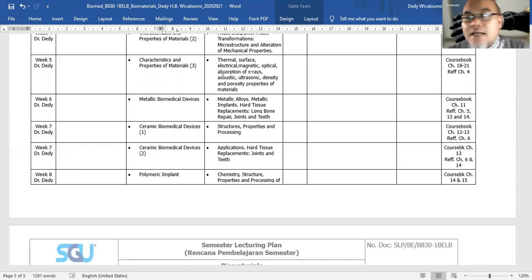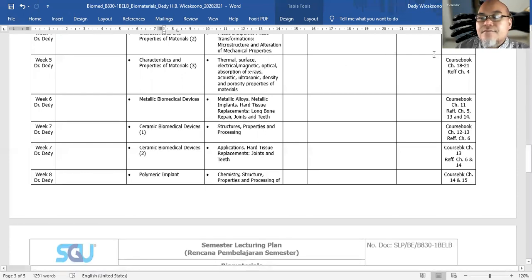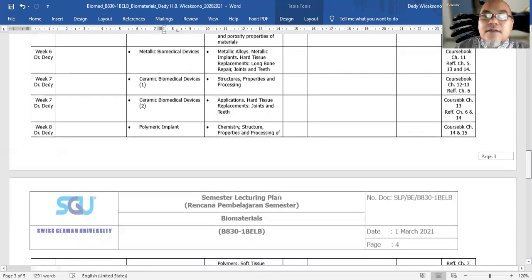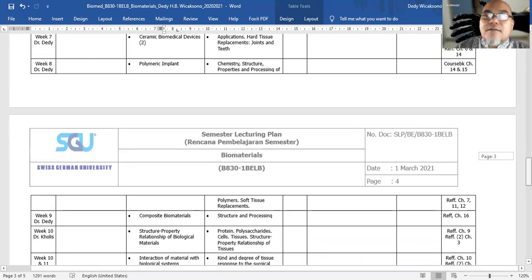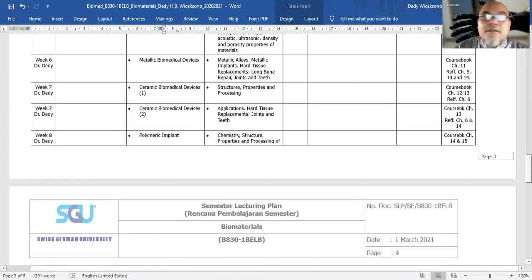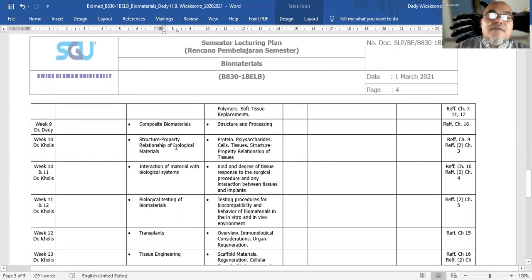Then we study the materials based on the types, the metallic biomedical devices, for example, like metallic alloy, metallic implants, hard tissue, long bone repair, etc. Then ceramic biomedical devices, the processing and the structure and their application. Then the polymeric implant, the chemistry of polymer, the structure, properties and processing. After which, the composite biomaterial, the structure and processing.